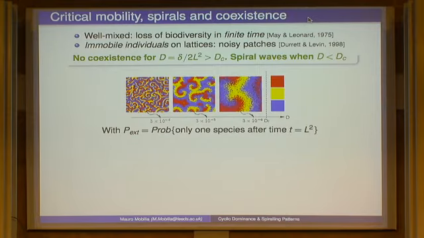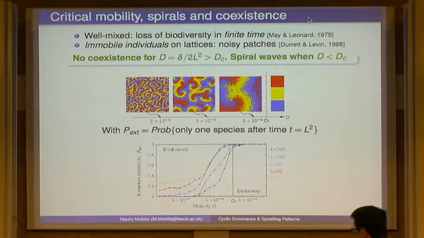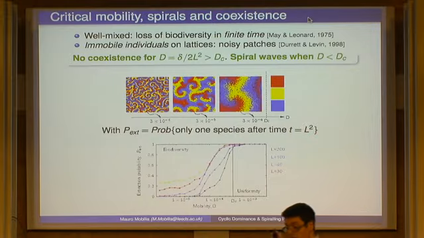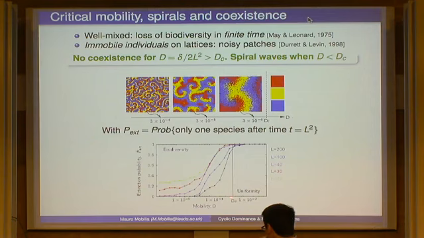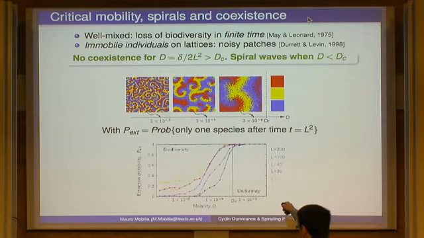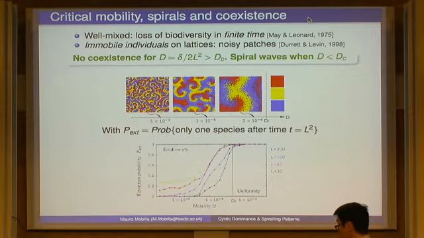To rationalize this, what we did was to compute the probability that, after a time of the order of the size of the system, just one species survives, and we see that there is this critical value for the mobility rate, dc. When you are below that, you are in this region where the three species coexist, and all of a sudden, this becomes essentially 1, right? And this transition becomes sharper and sharper when your system size grows.